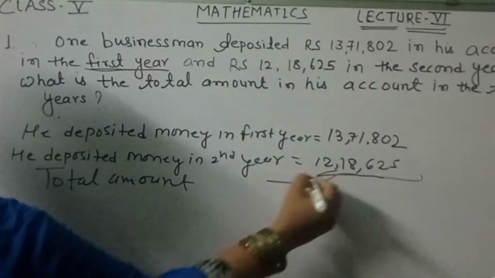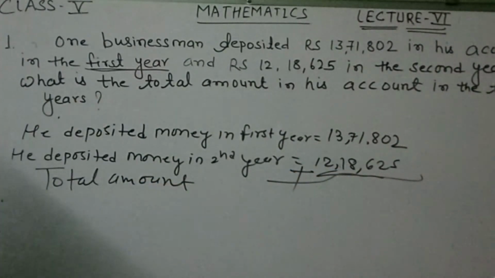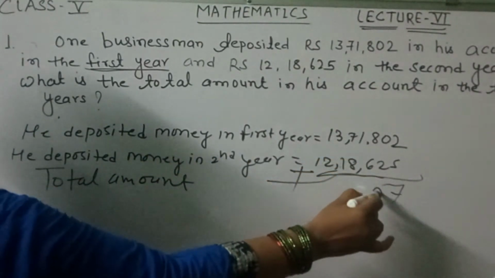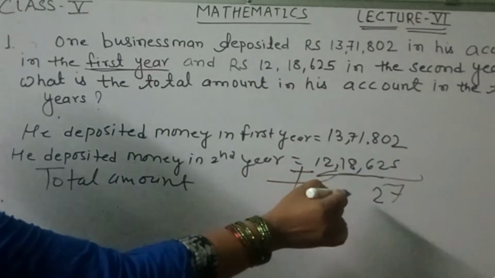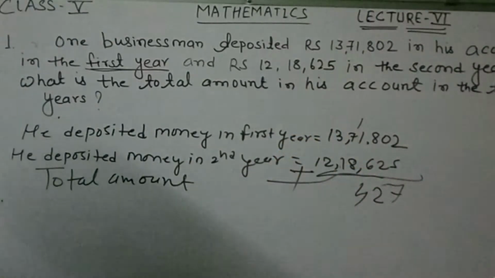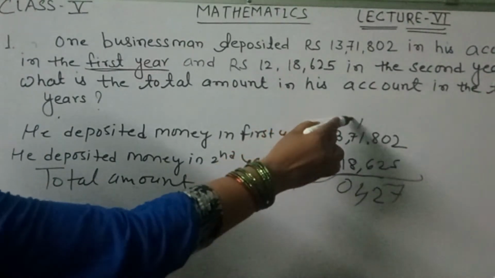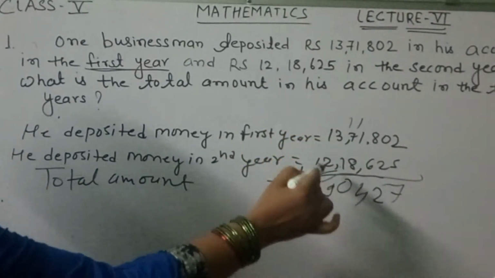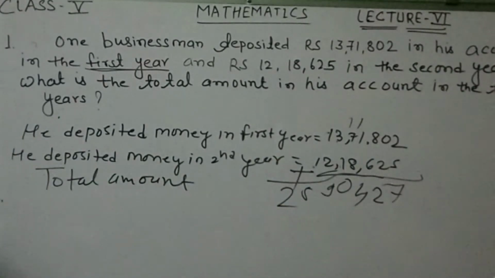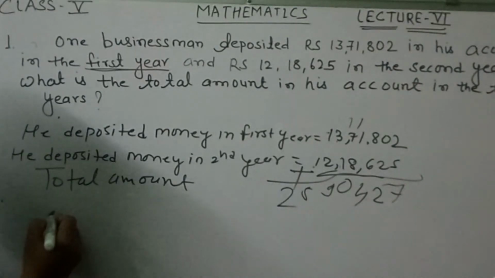Then what work do we have to do? Plus. Add these numbers. 5 plus 2, 7. 0 plus 2, 2. 8 plus 6, that is 14, write 4, 1 is carry here. 1 plus 1, 2. 2 plus 8, that is 10, write here 0, 1 is again carry. Then 1 plus 7, 8, plus 1, that is 9. And here 3 plus 2, 5. And 1 plus 1, 2. Means total 25 lakhs 90,427.